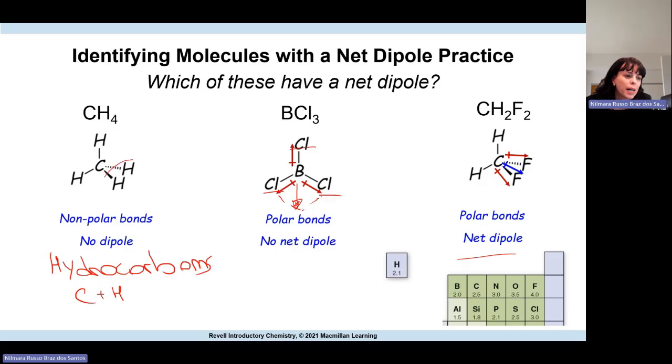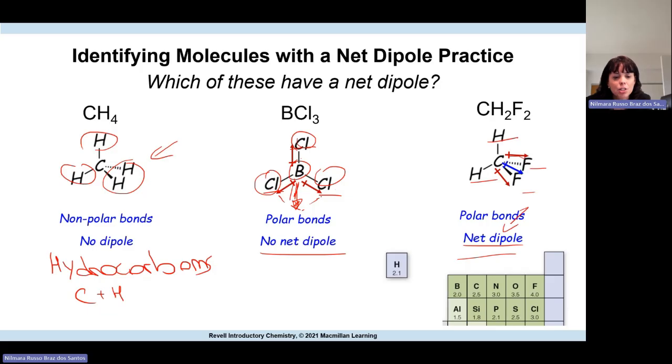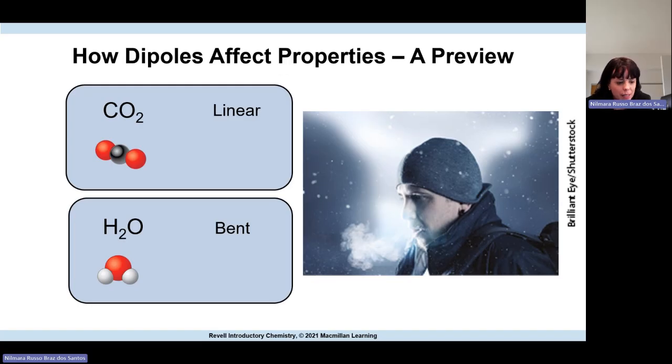So if you have all the atoms equal and you have symmetry, we have no dipole. If you have boron trichloride here, we have a resultant force here. So these cancel out with each other, and this has symmetry. They are all the same element, so we have no net dipole. And also here, actually we have a net dipole because we have different elements, different forces. Okay, it's important. So let's get back to this.